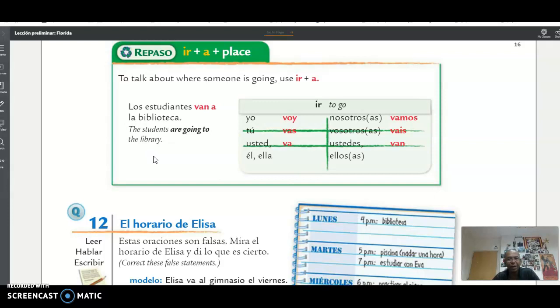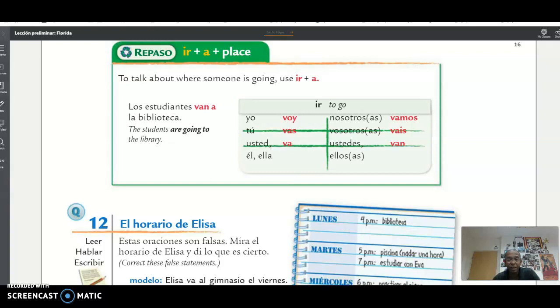Hoy vamos a aprender acerca del verbo ir. Vamos a repasar cómo utilizar el verbo ir. So today we're going to work and review the usage of the verb ir, to go. Okay. This is a preliminary lesson, lesson number 8. ¿A dónde van? Using the verb to go.